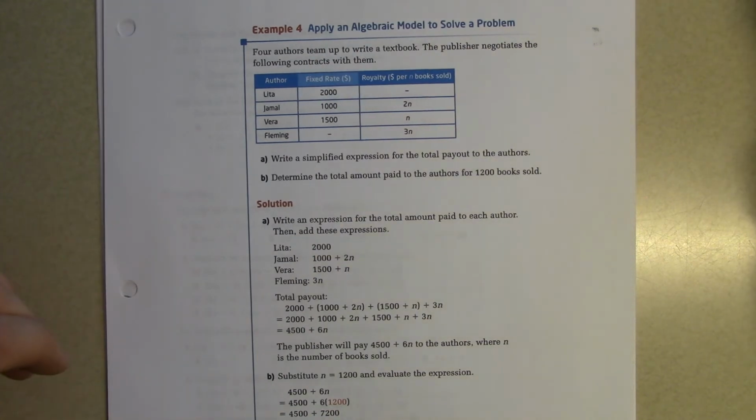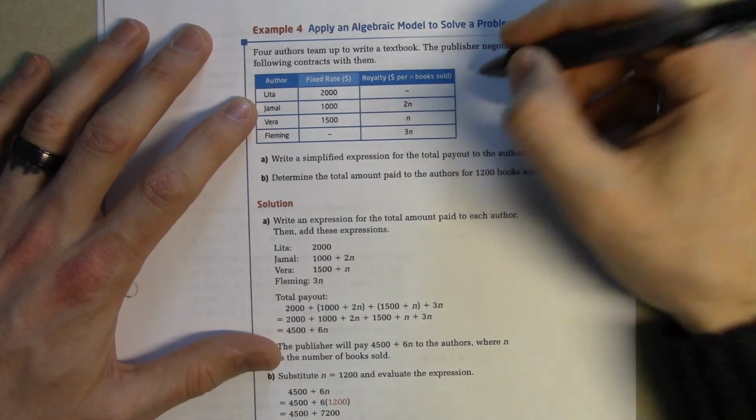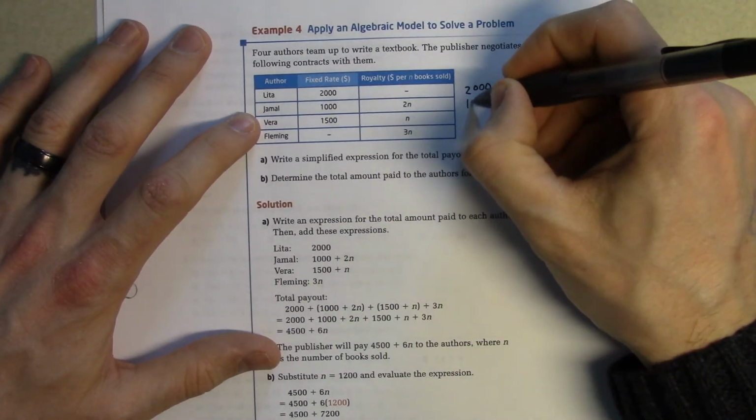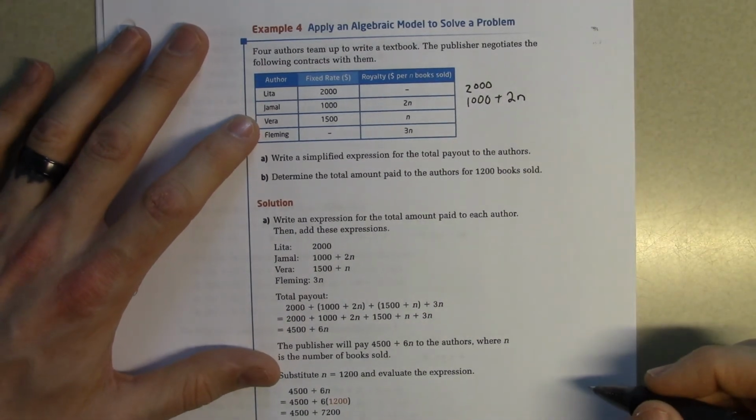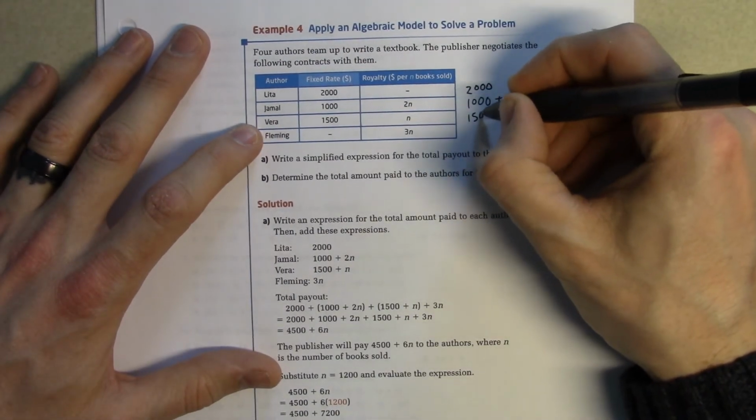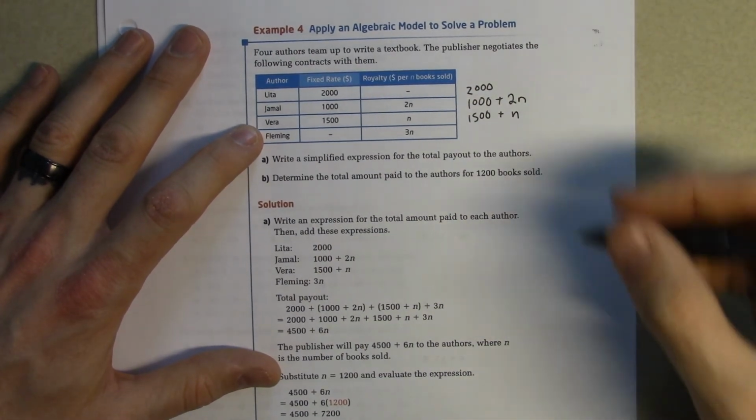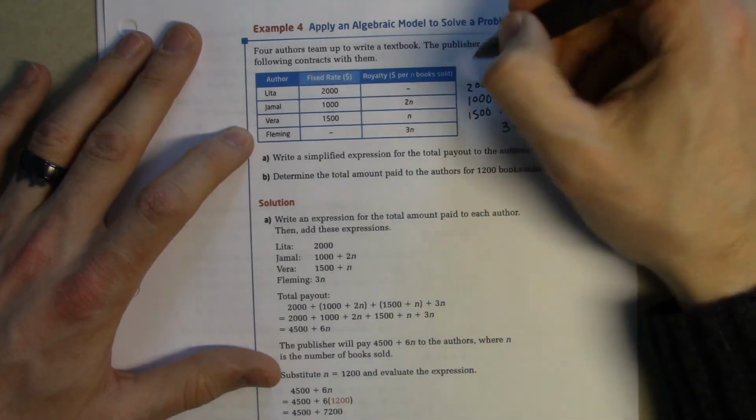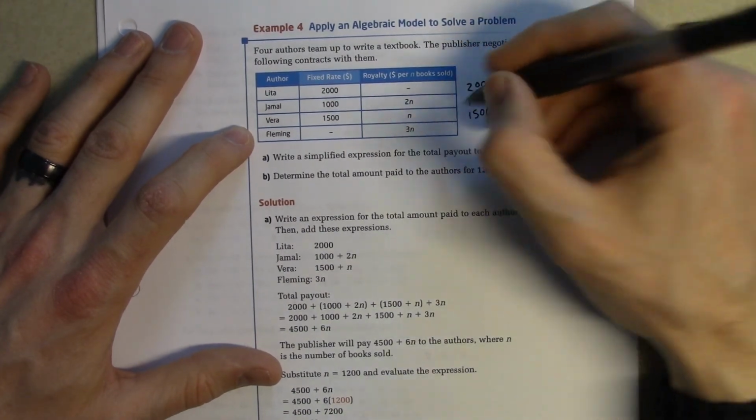It says write a simplified expression for the total payout to the authors. Okay, well, Lita's payment, we know, is just going to be $2,000. Jamal's payment is going to be $1,000 plus 2 times however many books are sold. And Vera's payment, $1,500 plus however many books are sold, $1 for every book. And finally, Fleming gets 3n. Okay, so if we were to write this out, we want to say the total amount that's being paid out. We would just add all these up, right?